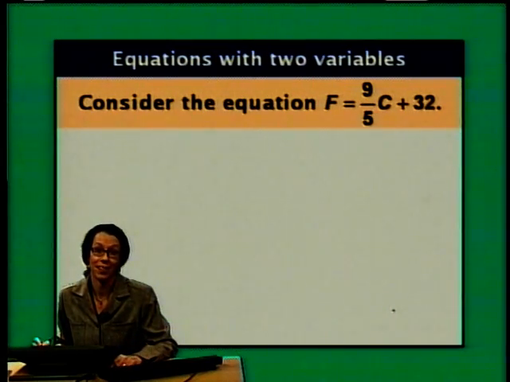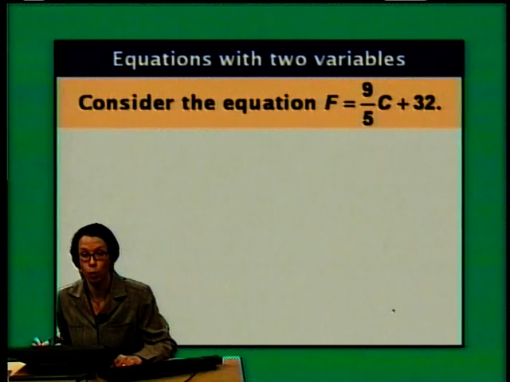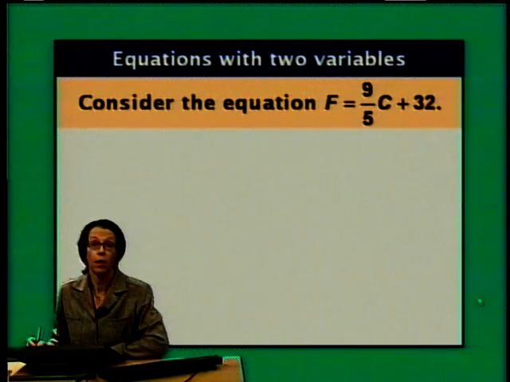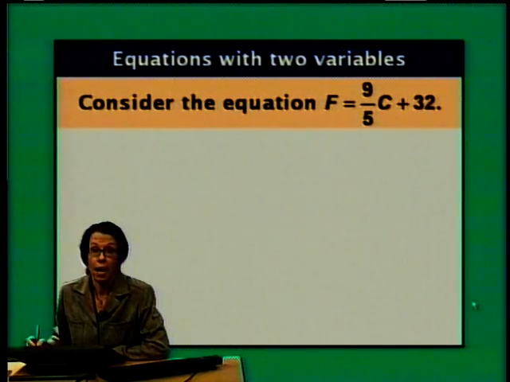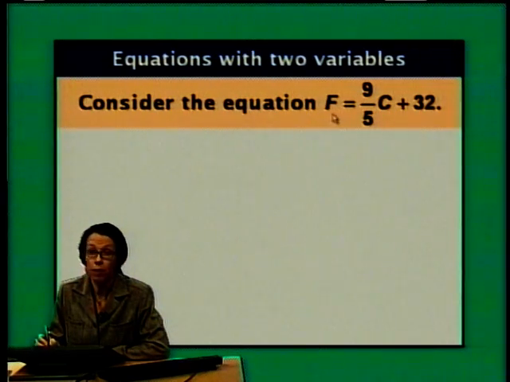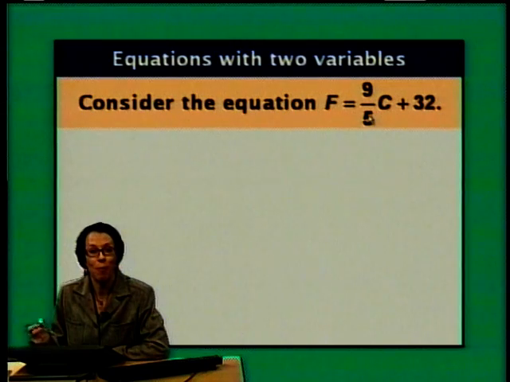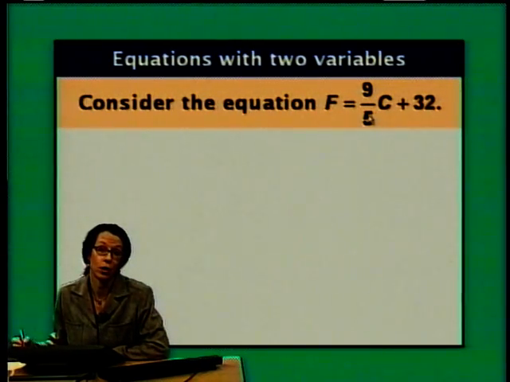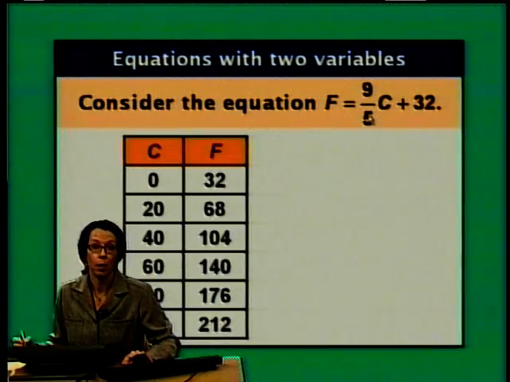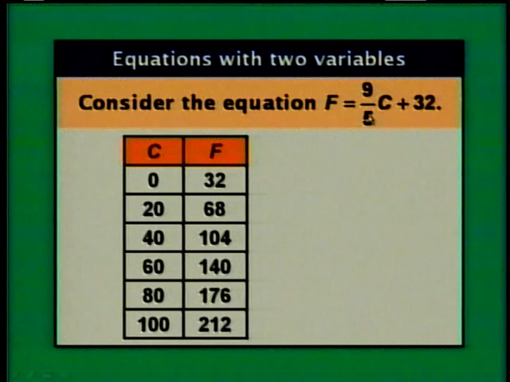You're probably thinking, this is a formula. I've seen this formula before. This is the formula that allows us to calculate the Fahrenheit temperature given the temperature in degrees Celsius. But it's an equation. It's an equation in two variables, and we can consider it just like the equation we just worked with. So I'm going to start with a table. I have a table of values here. The first column are Celsius temperatures, and the second column are Fahrenheit temperatures.